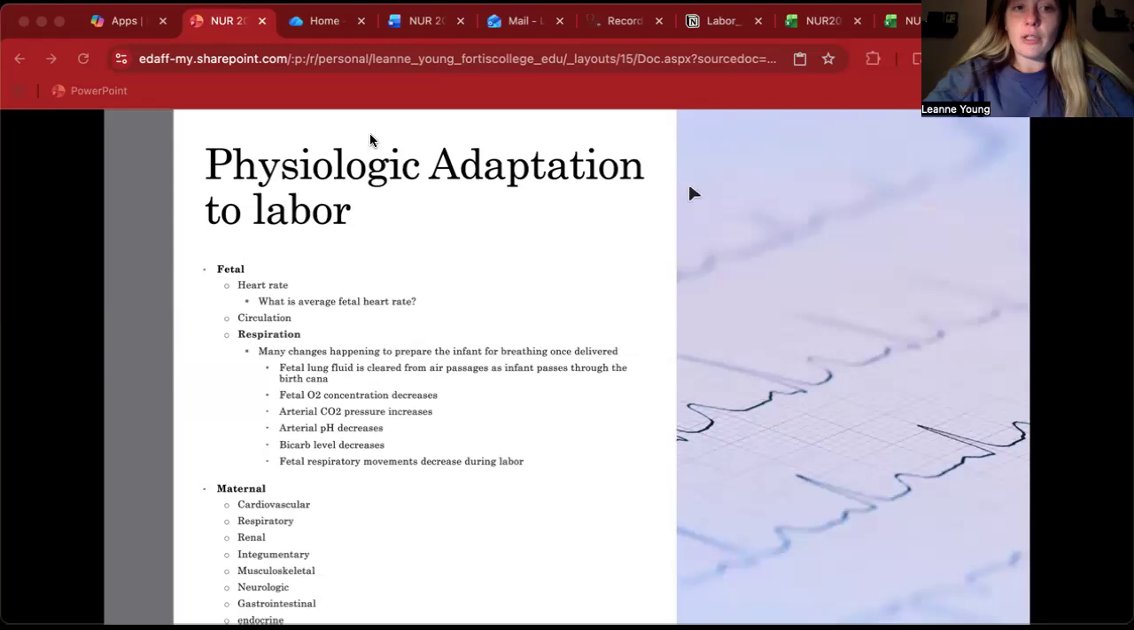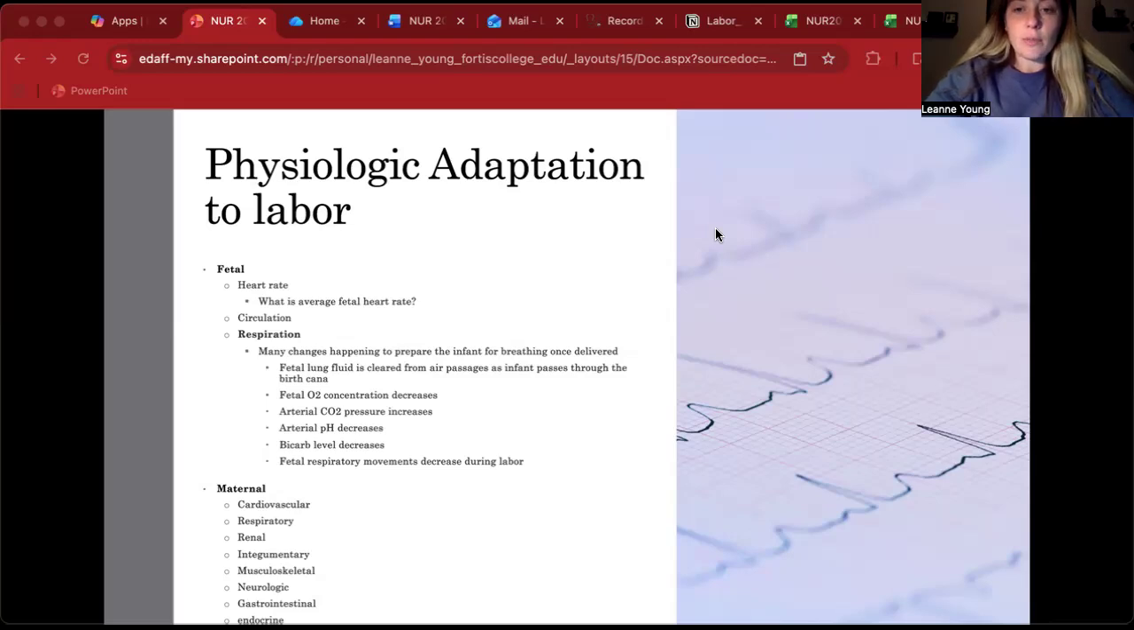What is our physiologic adaptation to labor? What are some normal changes that we're going to anticipate for mom and for baby? With baby, the fetal heart rate. What is our average fetal heart rate? It's 110 to 160 beats per minute. That is a normal fetal heart rate. Sometimes the heart rate is going to decrease as the infant grows closer to term. This is normal. This isn't something that needs to be concerning. In the early first or second trimester, babies' heart rates are anywhere from the 150s to 160s, and then they slowly, gradually decrease as pregnancy progresses.